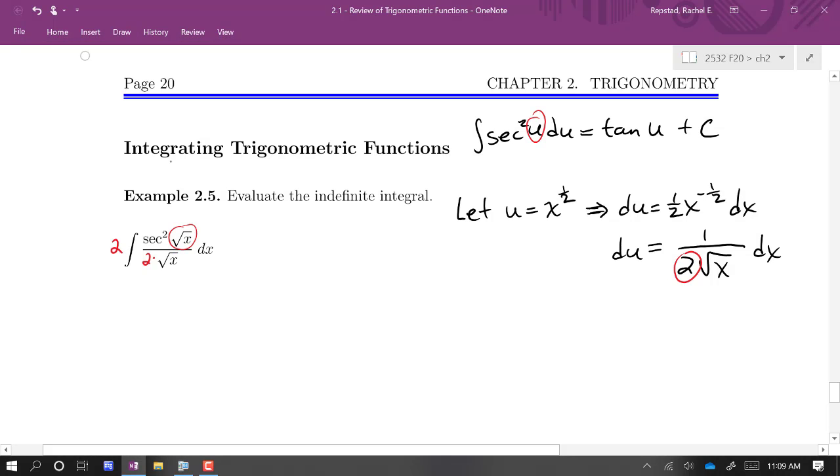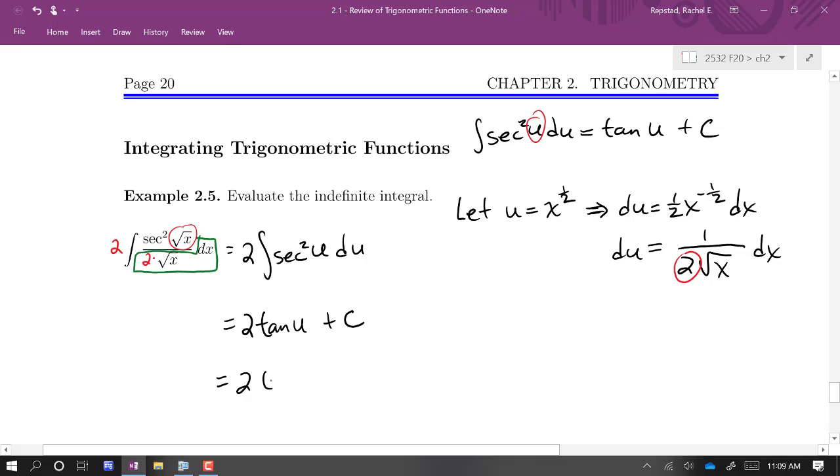And now let's rewrite this with u's. 2 times the integral of secant squared u du. Right? Our du is right here. Now we can use the formula for the integral of secant squared, and that is tan u plus a constant. So we've got 2 tan of square root of x plus a constant.